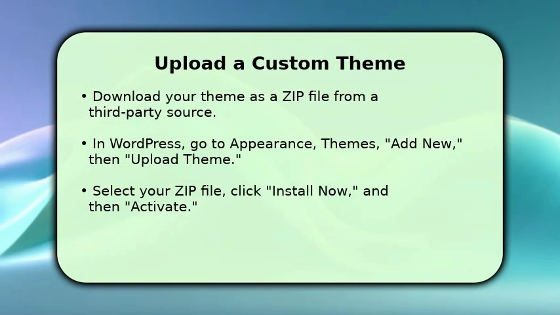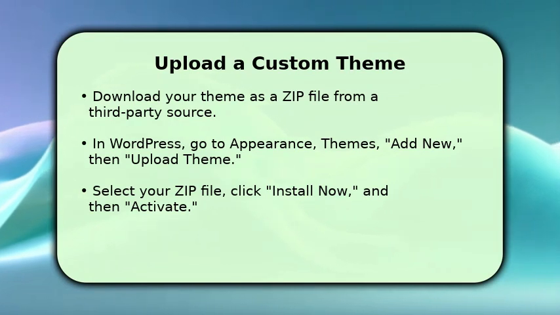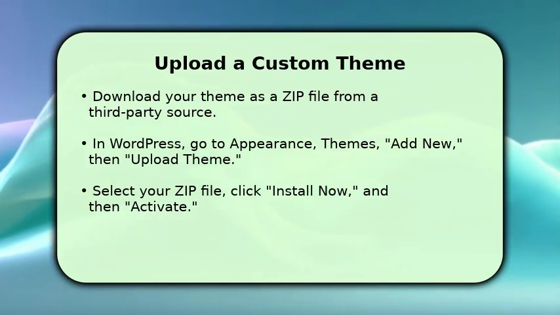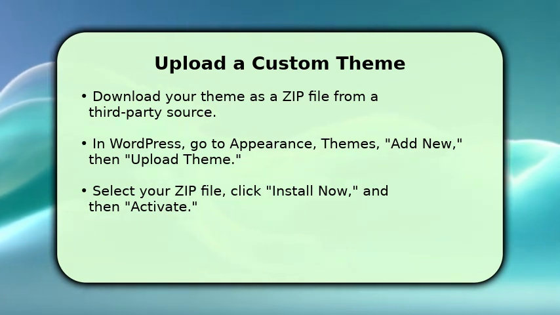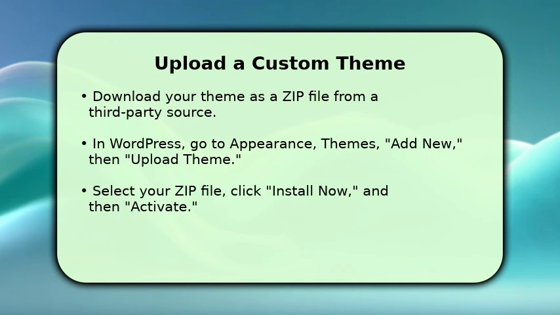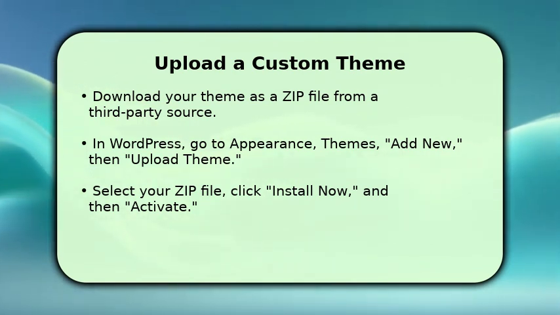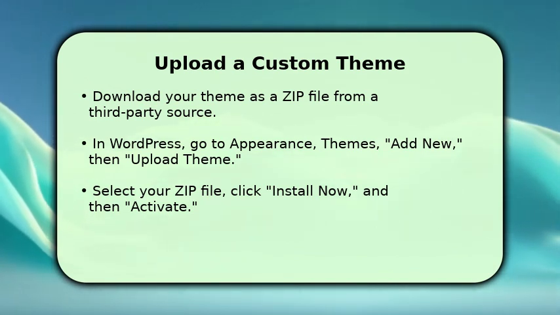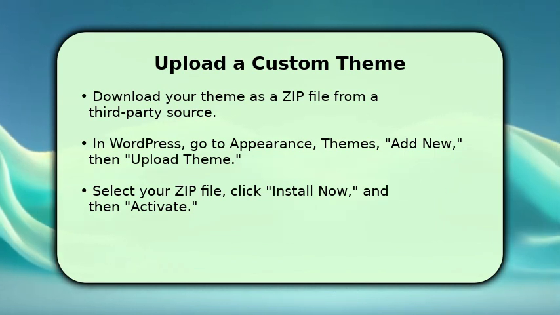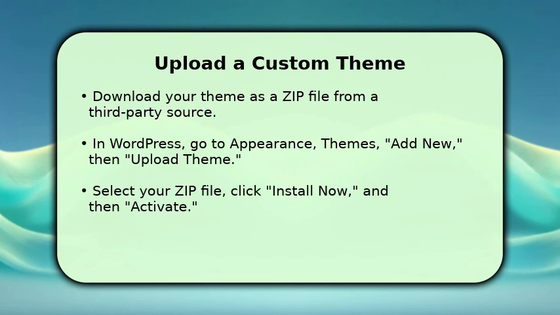site. If you've purchased a premium theme or downloaded one from a third-party website, you'll typically receive it as a compressed zip file. To install this, log into your WordPress dashboard and navigate to Appearance, then Themes. Click Add New at the top, and then select the Upload Theme button. Choose the zip file from your computer, click Install Now, and once the installation is complete, click Activate to make it live on your website.